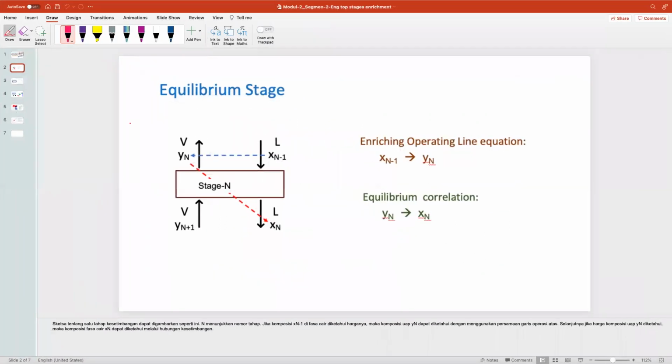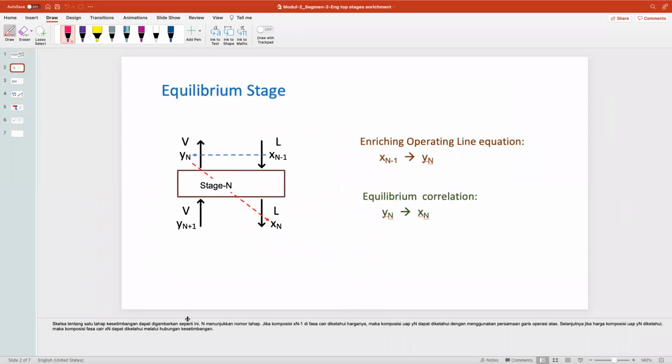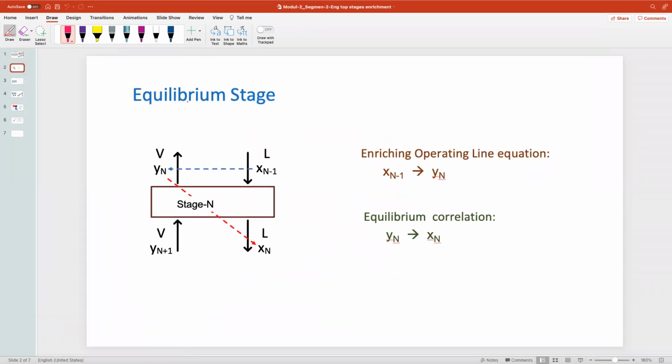So if we draw the schematic, it would look like this. So this is the equilibrium stage. If we know the xn minus 1, we can calculate yn by using the enriching operating line. We can get the operating line here, using yn plus 1 equal to r divided by r plus 1 times xn plus xd over r plus 1.